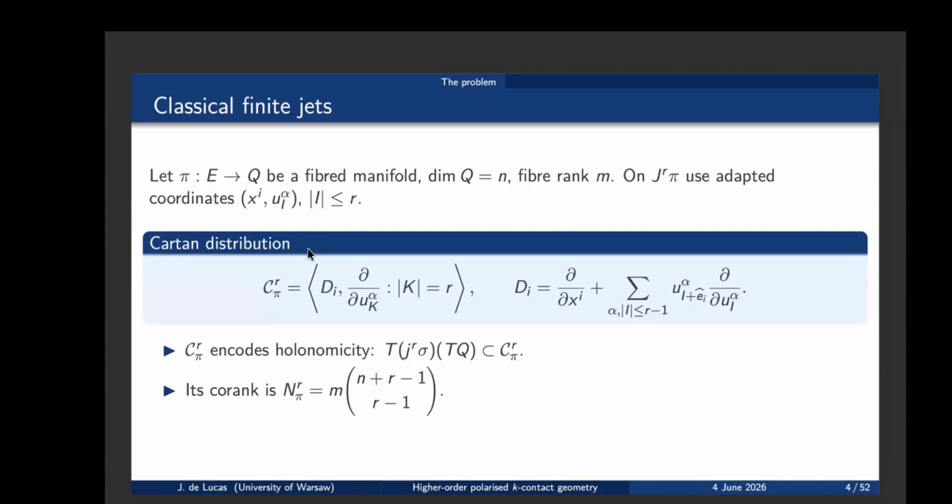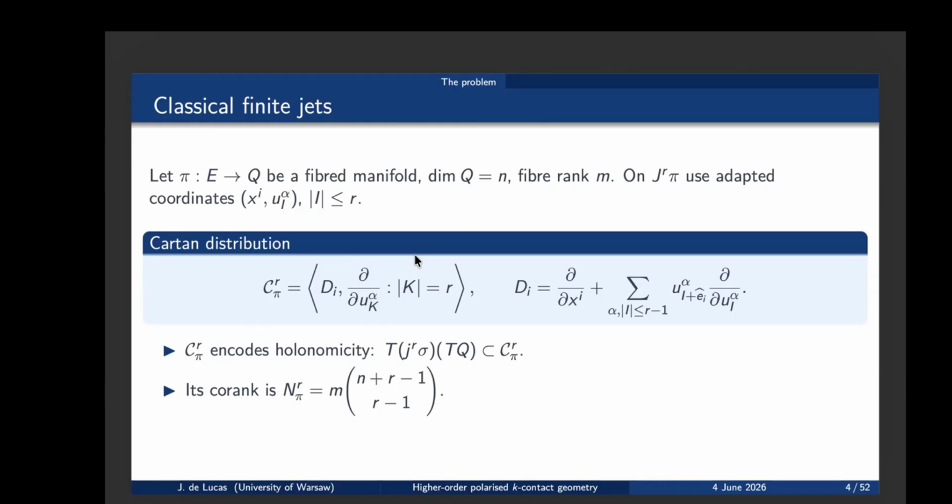I will continue. So the thing is, we start with a fiber bundle, and we consider the r-th order jet bundle over this bundle pi. The variables used here for the differential structure are coordinates that describe informally the independent variables of certain sections of this manifold, and the consecutive derivatives that characterize the Taylor expansion of these sections up to order r.